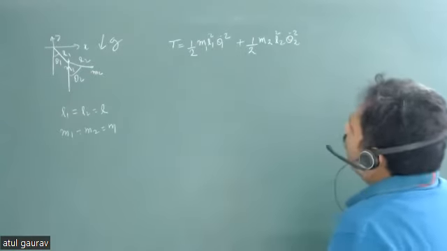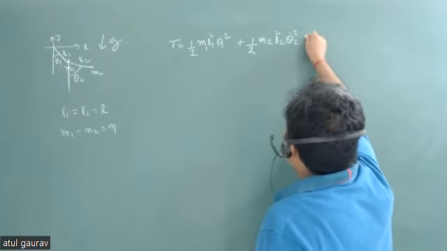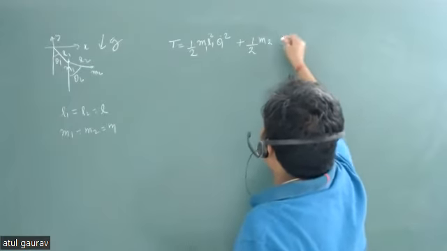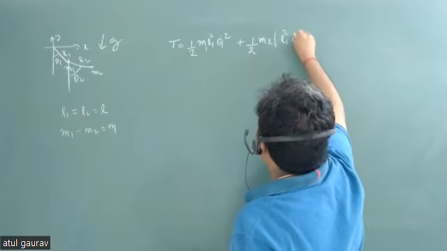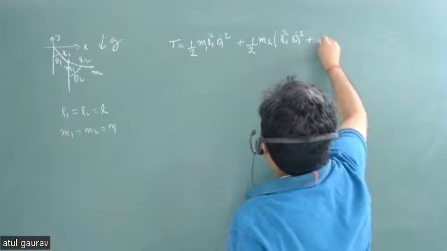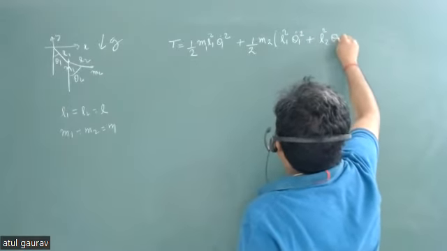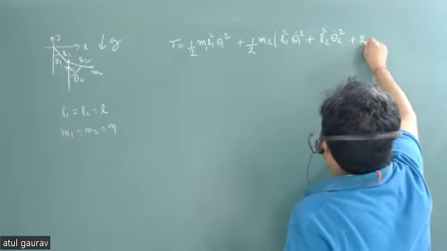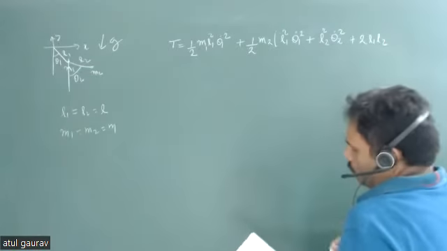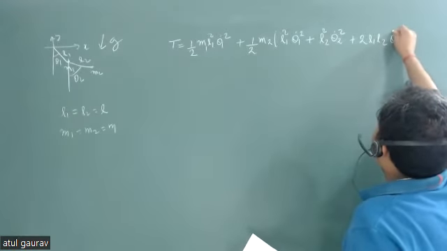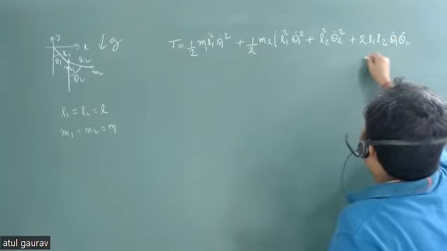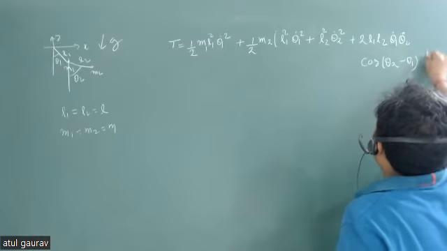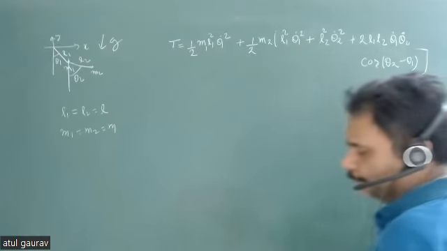Okay, and then you have the cross term. Sorry, M2 times L1 square θ1 dot square plus L2 square θ2 dot square plus 2 times L1 L2 θ1 dot θ2 dot, and you remember this is cos of θ2 minus θ1. I think you people remember this thing.